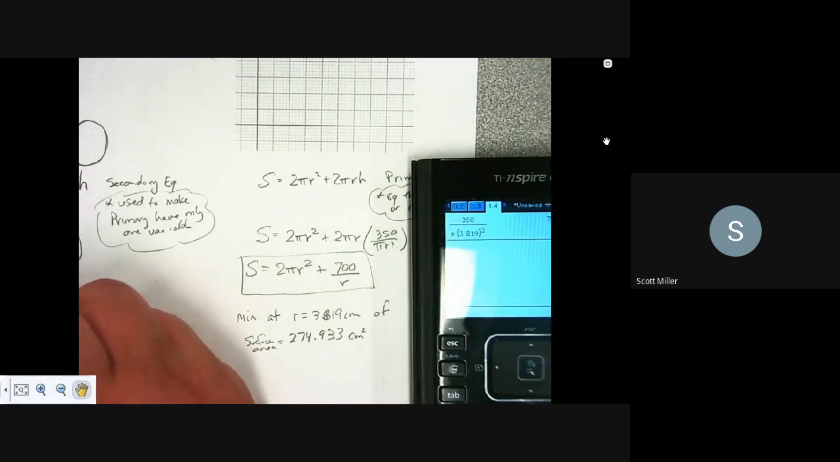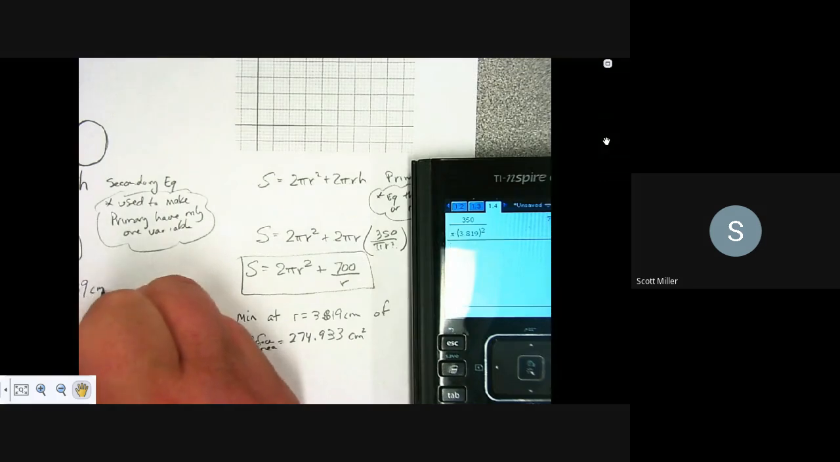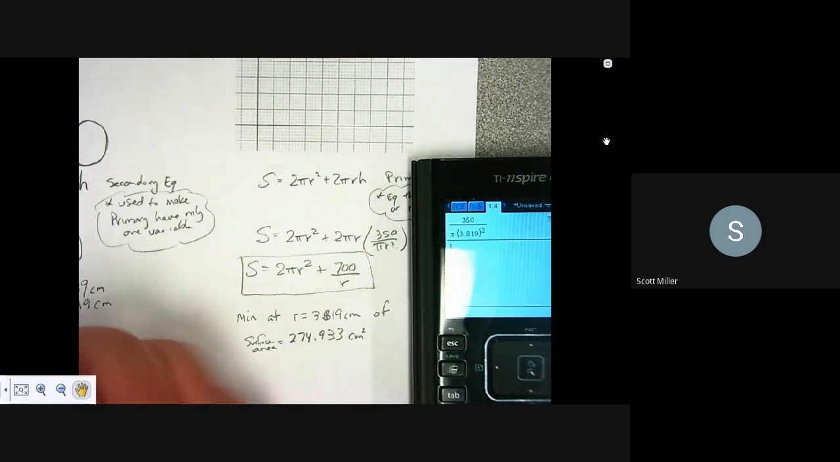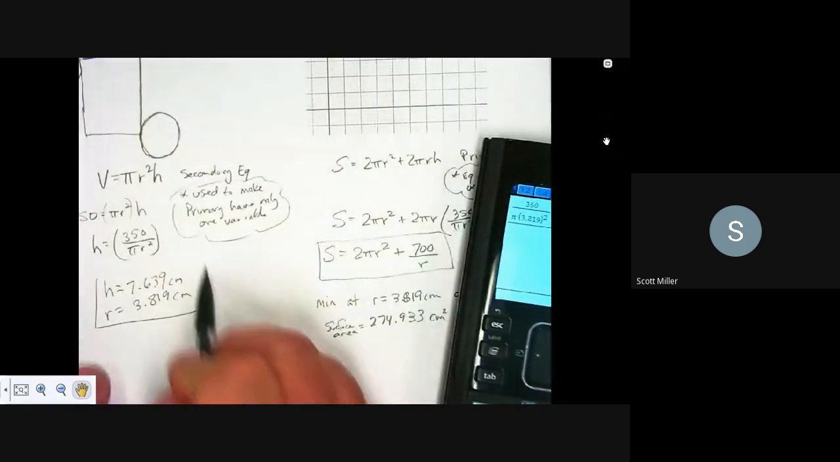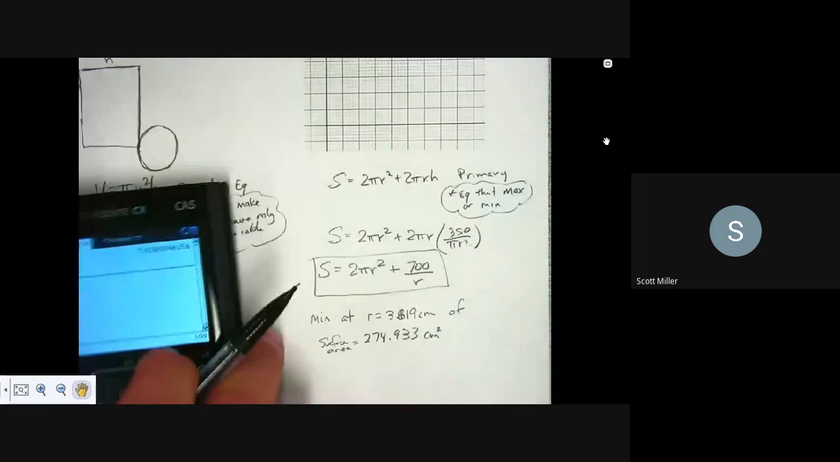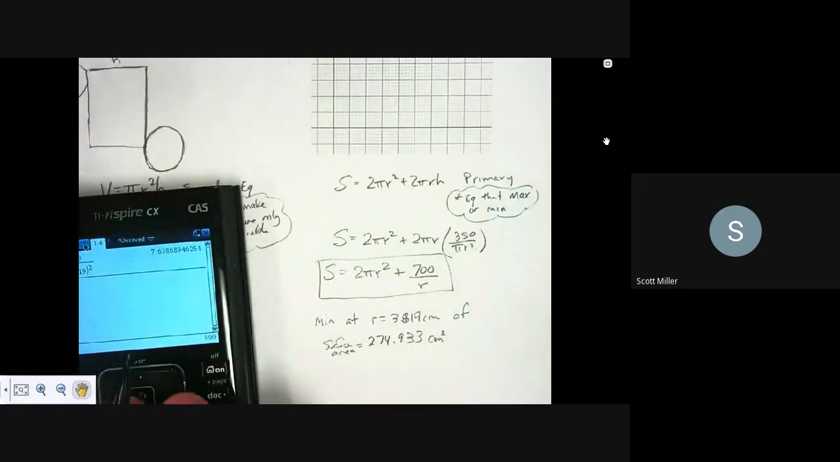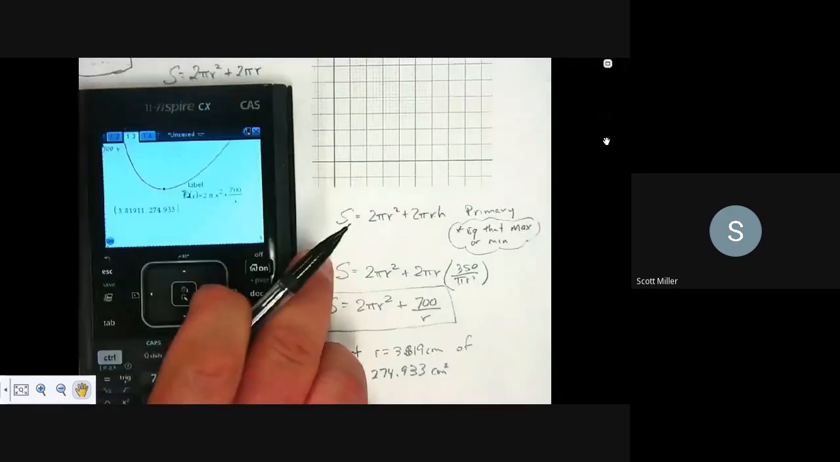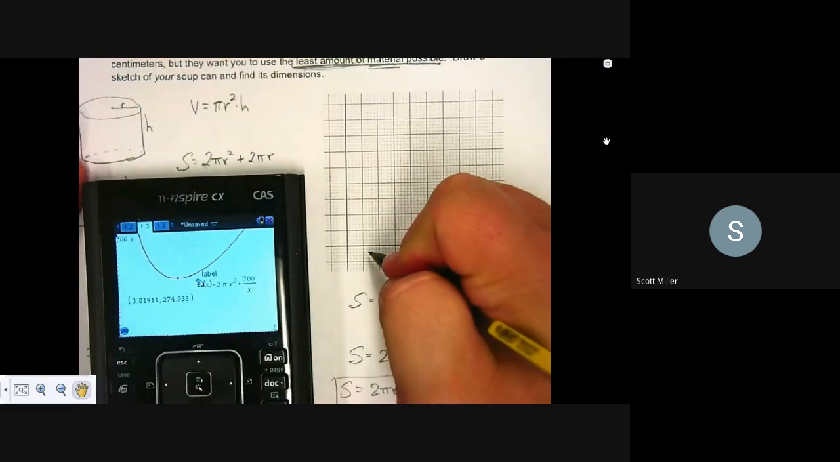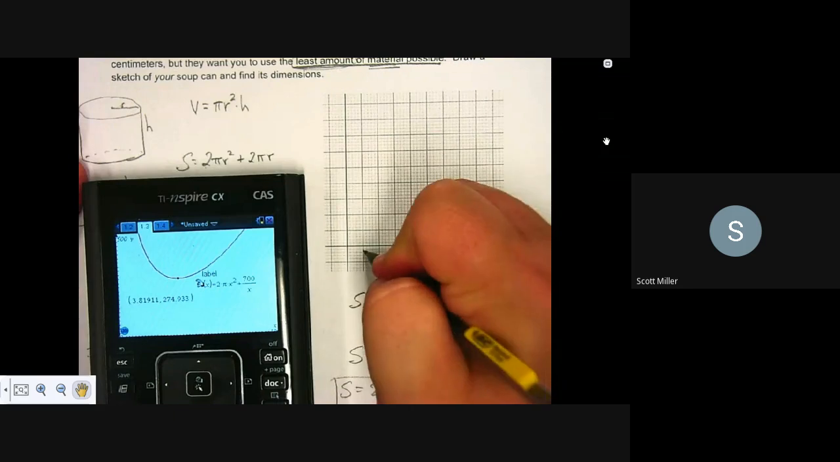So H is going to be 7.639. R is 3.819 centimeters. And those are the dimensions of your cylinder. Okay? And then on your paper, we would need to transfer this graph over. And you can do that by simply putting some numbers in here, rescaling everything, and you can find these values.